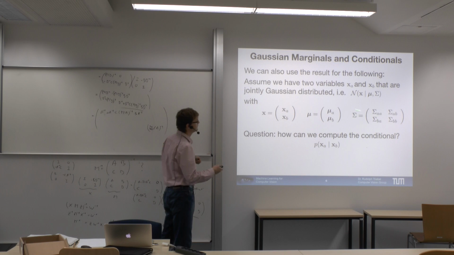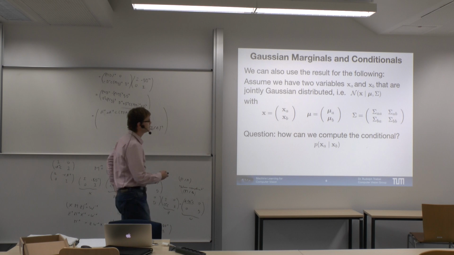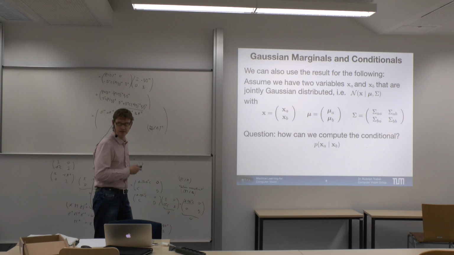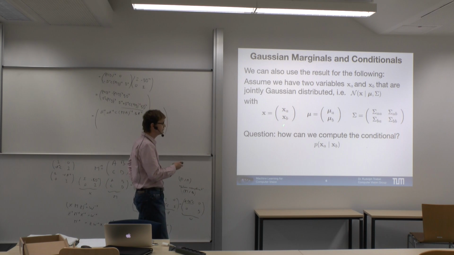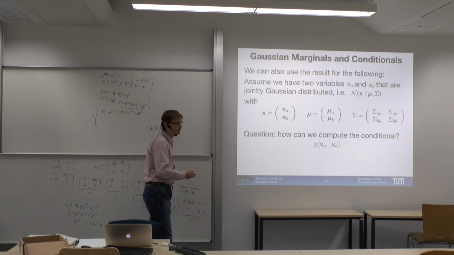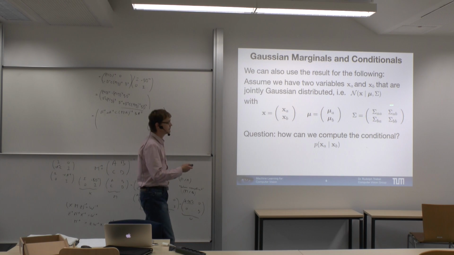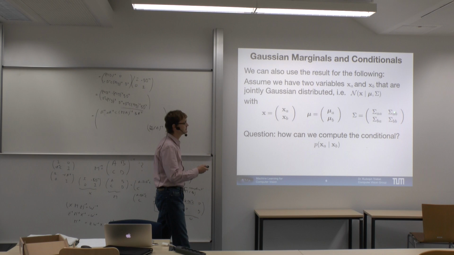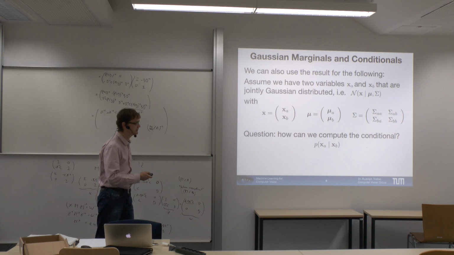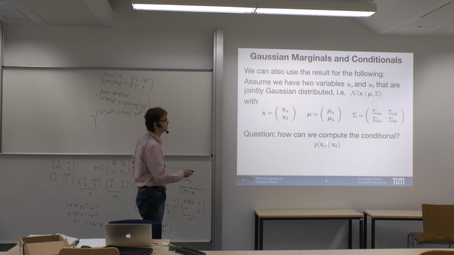This is just a way of writing it. So assume we have two variables, xa and xb, and they're jointly Gaussian. This is the assumption of the Gaussian process, that we have a number of variables that are jointly Gaussian. That means I can write them in a big long vector with a big mu vector, a mean vector, and a big covariance matrix. Covariance matrices are, of course, symmetric. That means this upper part is just the transpose of the lower left part, right? And sigma AA and sigma BB are, again, symmetric. And now the question is, how can we compute this thing here?